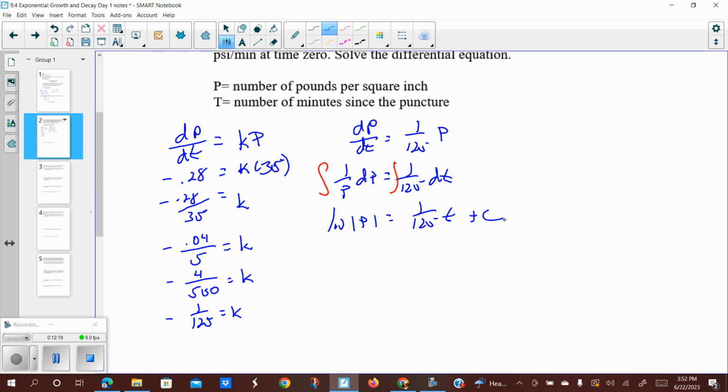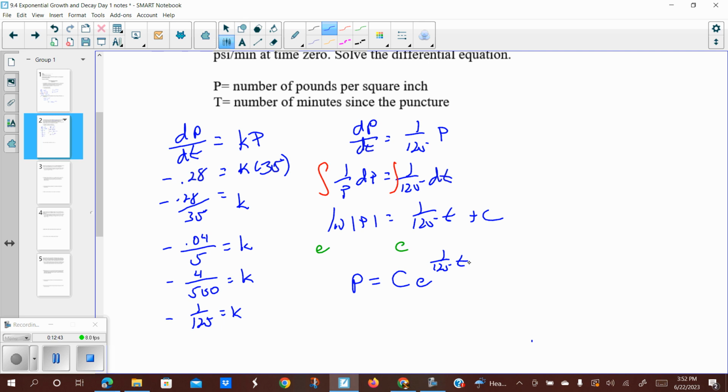So then solving that, we're going to exponentiate. And we now get p equals e to the 1 over 125t plus c. So that's going to be e to the c, which again is just another constant, times e to the 1 over 125 t.